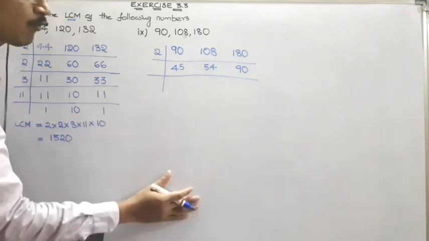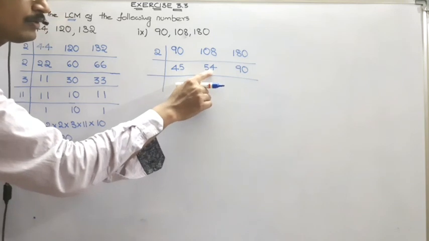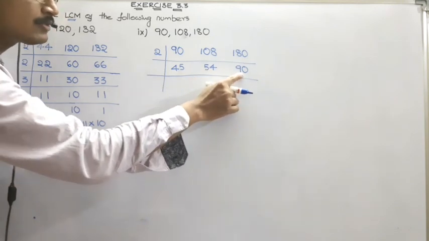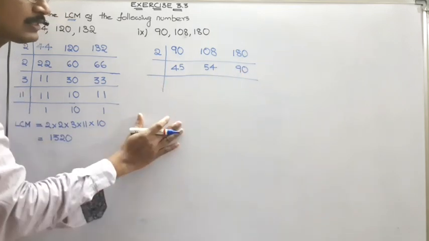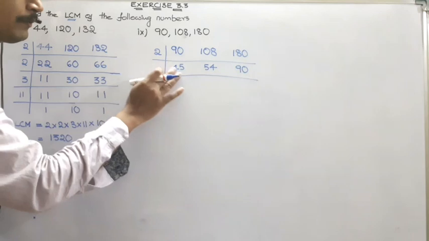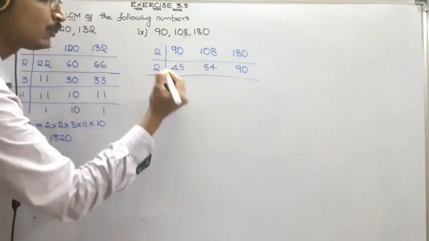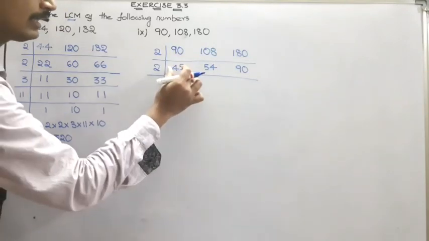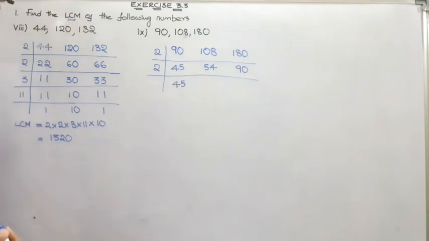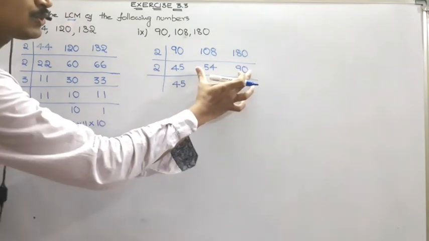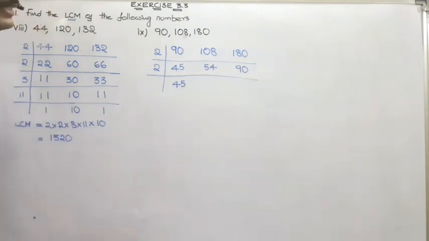In the second step, 54 is an even number, so we can divide it using 2 table. 90 is also an even number, so we can divide it with 2 table. But 45 is not at all divisible by 2 because it's an odd number. So I will take 2. The number which is not divisible by 2, I will write as it is, because I have a chance to do the division for a minimum of 2 numbers in the second step.